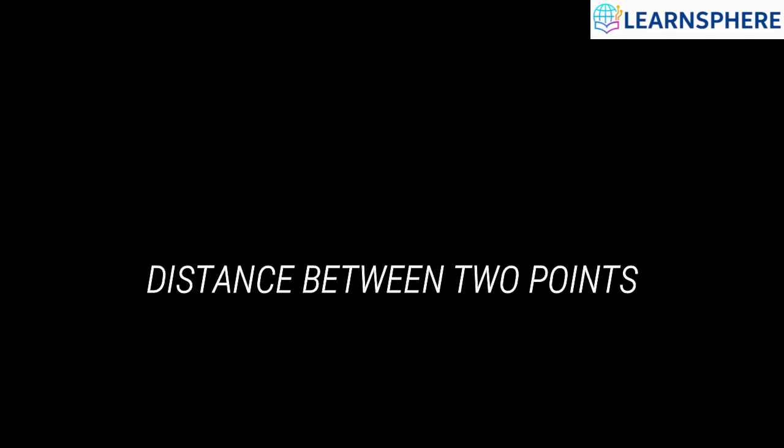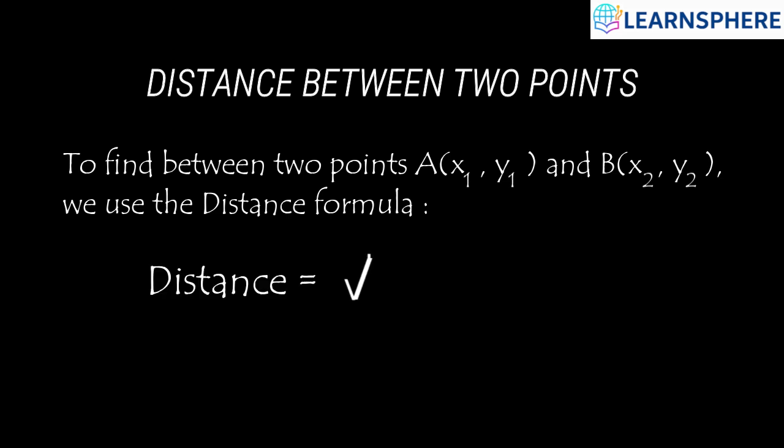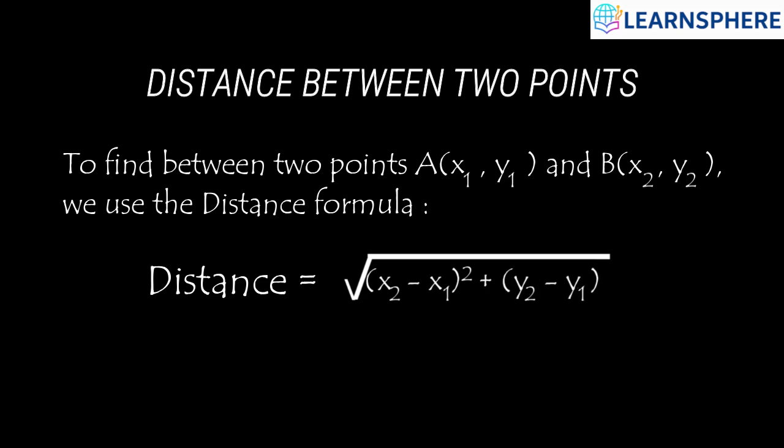In this video, we're going to explore an important concept in coordinate geometry, which is the distance between 2 points. To find the distance between 2 points, we use the distance formula derived from Pythagoras theorem, which is square root of (x2 minus x1) squared plus (y2 minus y1) squared. Let's look at a few examples.